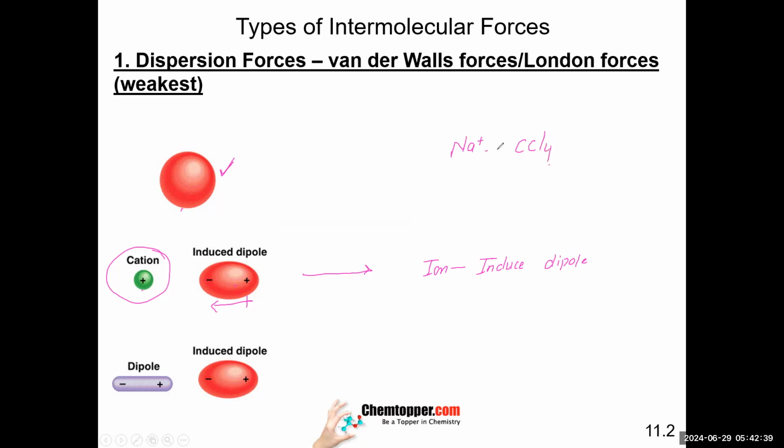So what kind of attraction between these two? Name the attraction. They will say name the attraction. So what kind of attraction? Ion induced dipole. So you try to identify what is here. This is ion. And what can be here? Induced dipole. Name it like this.